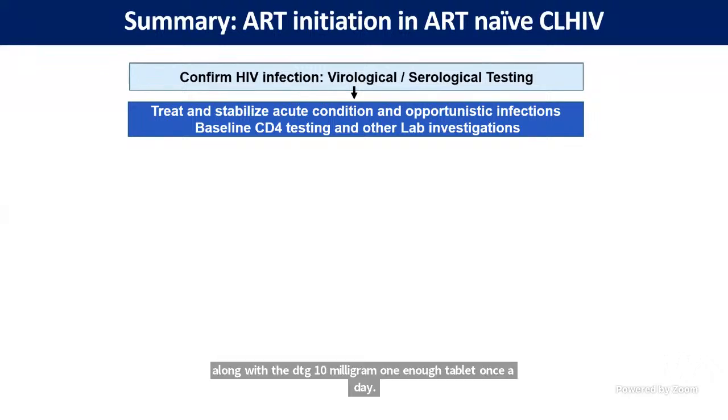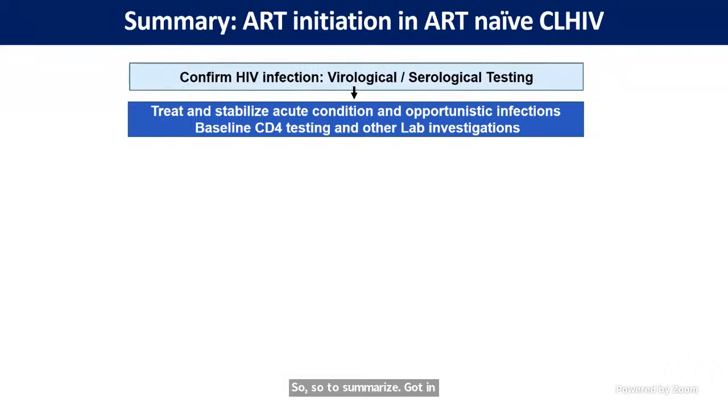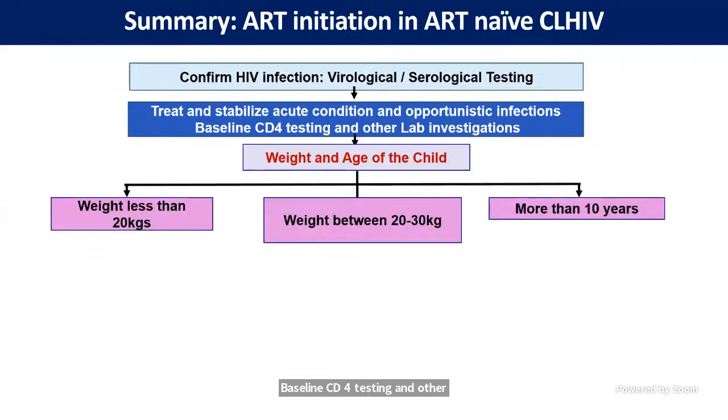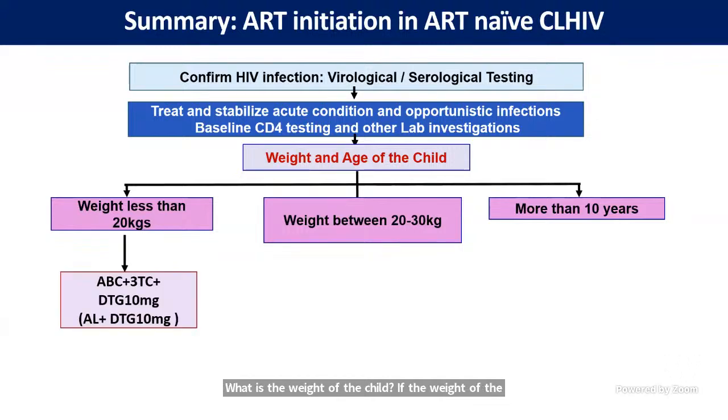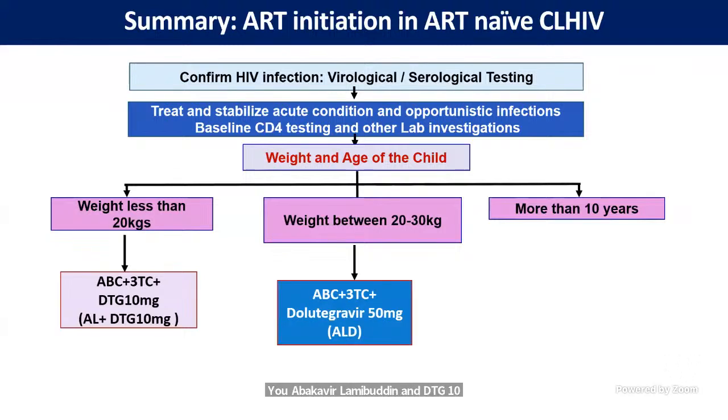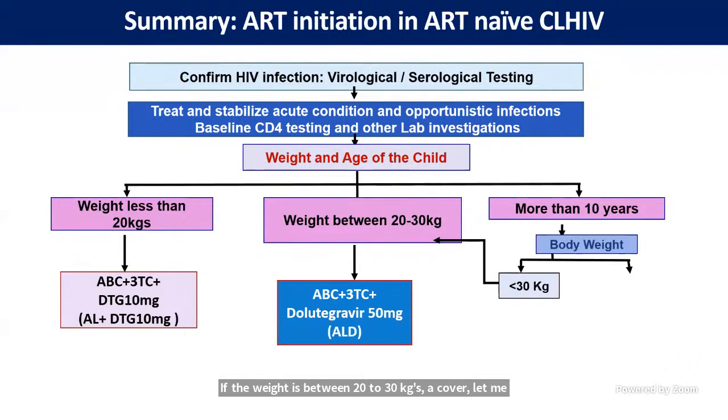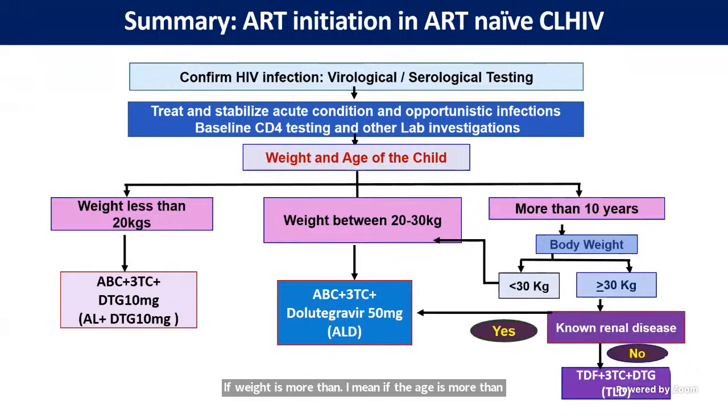So to summarize, confirm HIV infection, treat, stabilize acute condition and opportunistic infection, baseline CD4 testing and other laboratory investigation. What is the weight of the child? If the weight of the child is less than 20 kgs, give abacavir, lamivudine and DTG 10 milligram. If the weight is between 20 to 30 kgs, abacavir, lamivudine and DTG 50 milligram. If the age is more than 10 years and weight is less than 30 kgs, then also you can give abacavir, lamivudine and DTG 50 milligram.